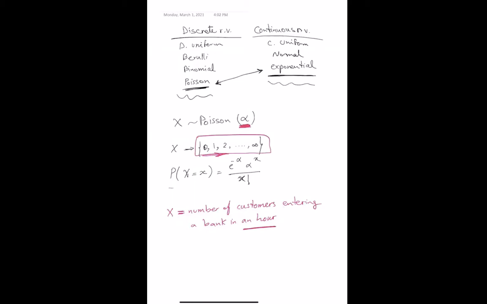And in this formula here, we want to see what if, for example, lowercase x number of customers enters the bank. What is the probability that x number of customers enters the bank in an hour? Now here, to be able to answer that question, this parameter alpha that you have here should show the average number of customers entering the bank in an hour.